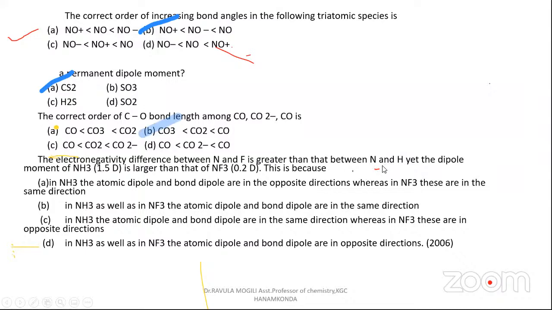So if you are interested, tomorrow we will discuss more questions. I have almost 100 questions in chemical bonding. They are very, very important questions.